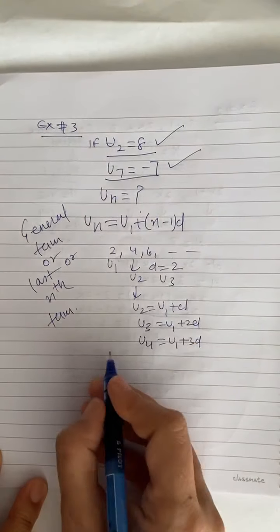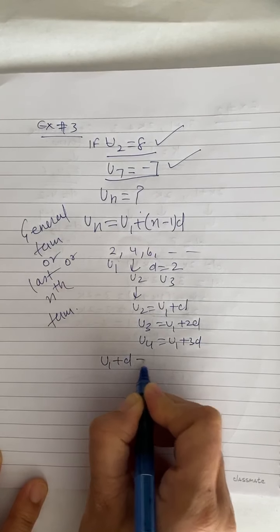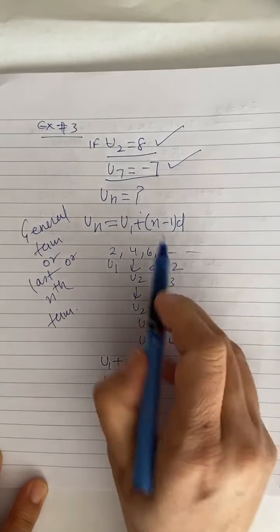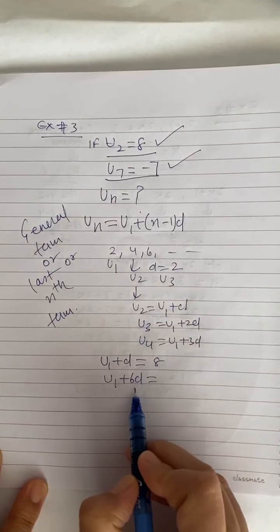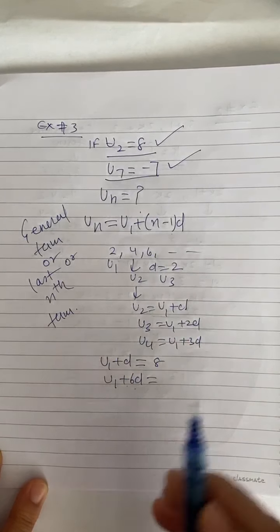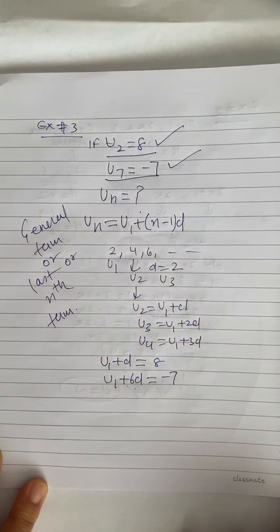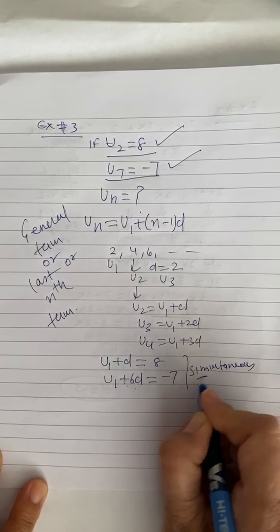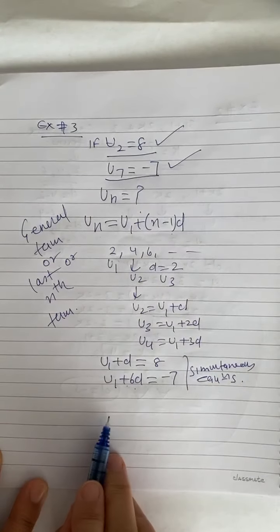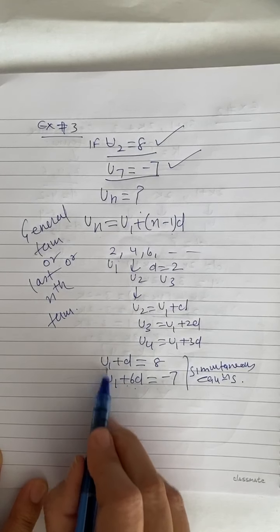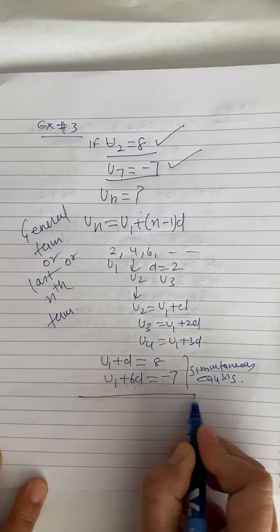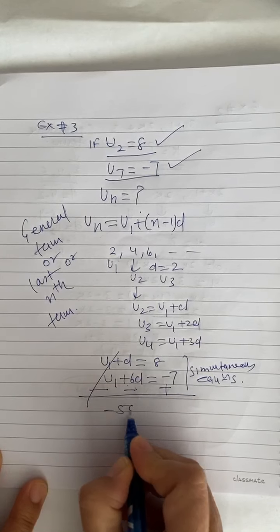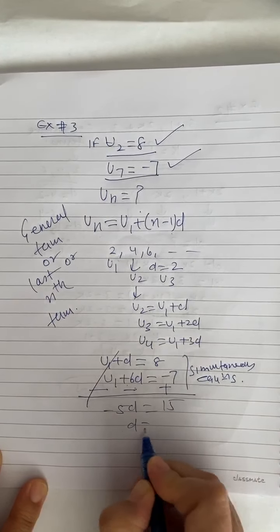So now here, u2 is 8, which is the same as u1 plus d equals 8, and then u7 is equal to u1 plus 6d. Again, you can substitute in the formula, or you can use that u7 is 6 common differences away from u1. So that's negative 7. Now we have to simplify this. This is called simultaneous equations. This one is very, very easy to simplify, because u1 and u1 have the same coefficients, so we just need to subtract them. When we subtract them, this will get cancelled. d minus 6d will become negative 5d, and this becomes 15. So d is equal to negative 3.